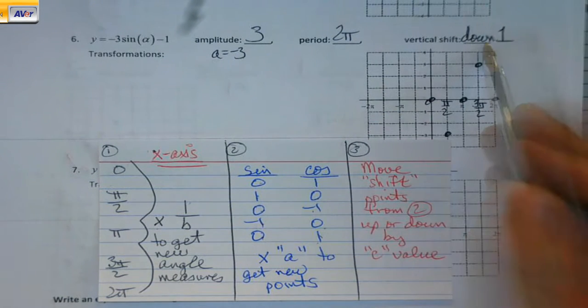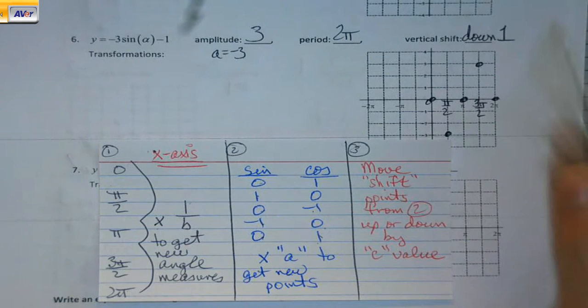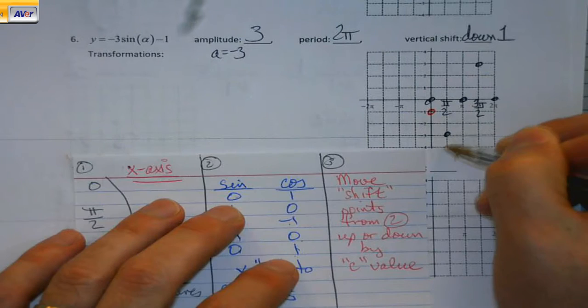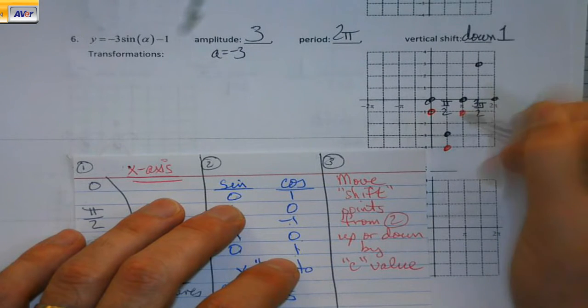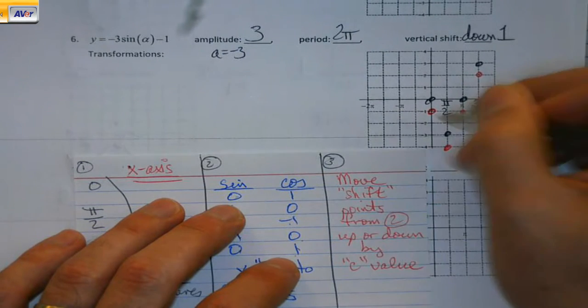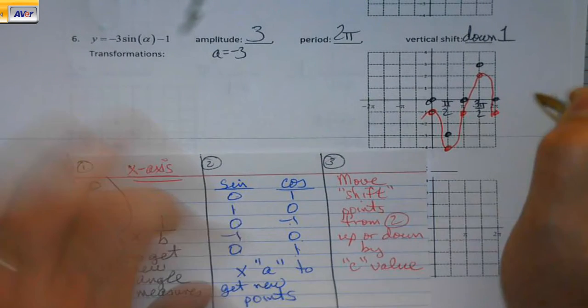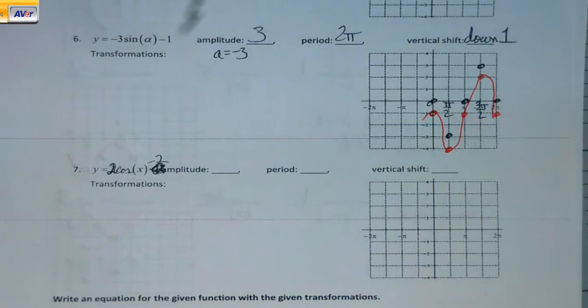because I still have my last shift here of down 1. So I take each of those points, I move them down 1. That is where we connect the dots and get that to work. So it kind of starts giving me an idea too on what the graph is going to look like. Okay, sine graphs normally go up and then down, but if the A value is negative, it flips.